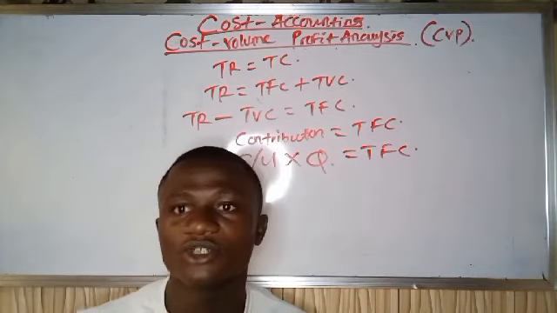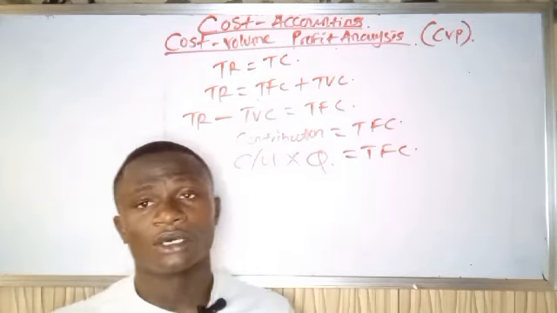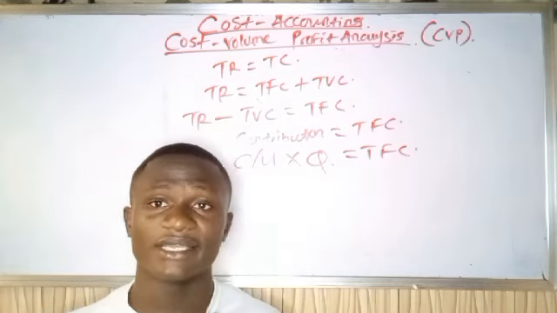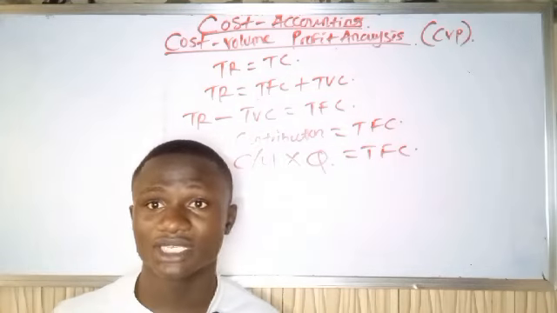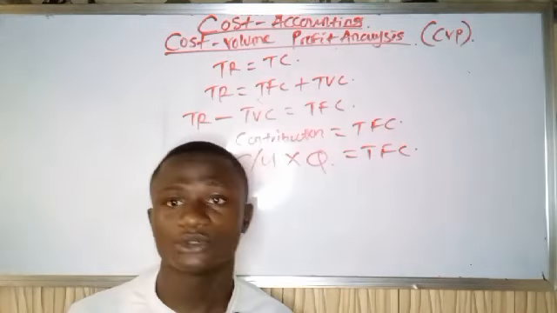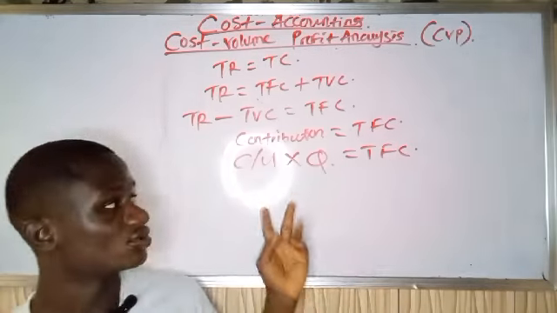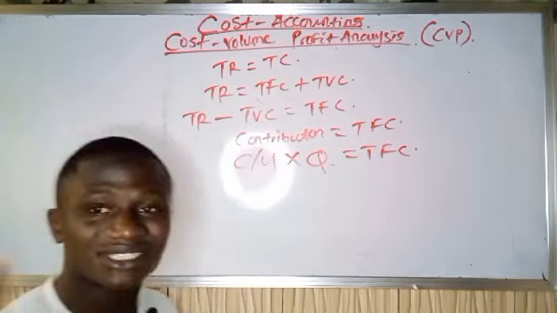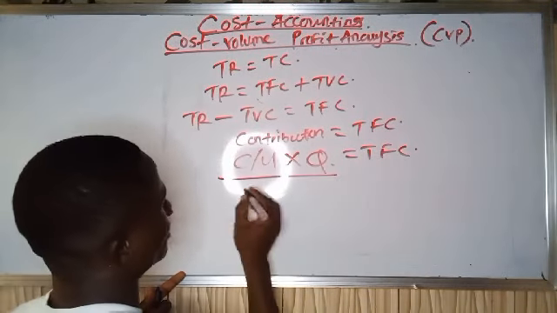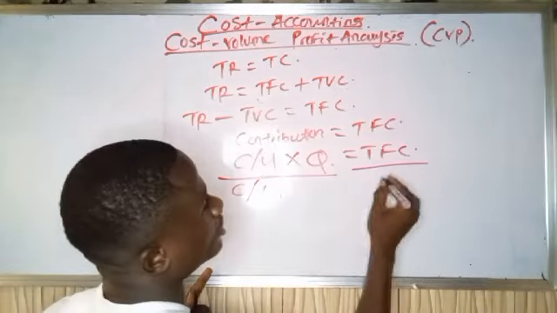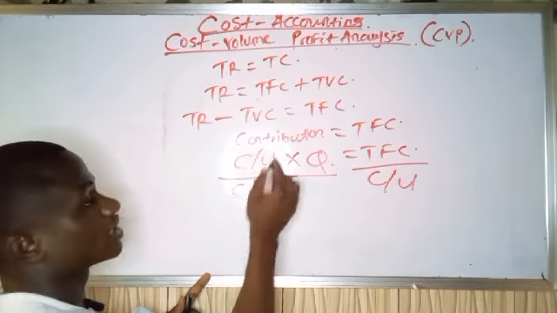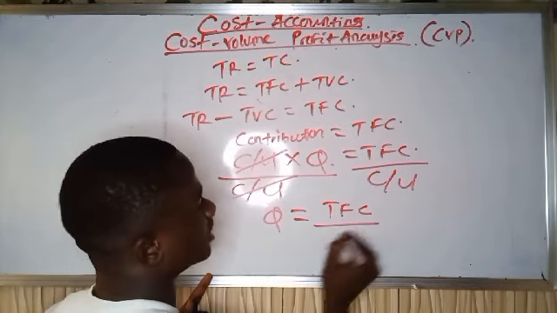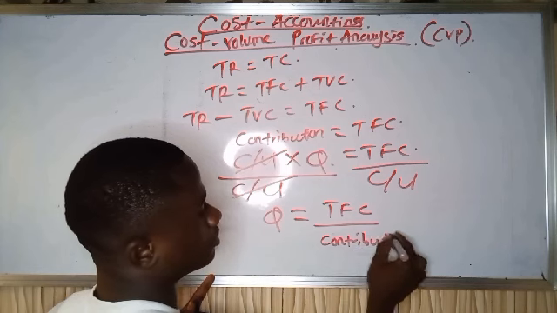Yes. If I'm making a contribution of 100 naira from one product, and I produce 10 products, then definitely my total contribution is 1,000, because 100 naira contribution from a product times 10 products is 1,000. So contribution per unit, which is 100 naira, times the quantity of 10, will give me what? The total fixed cost. So from here, to get the quantity that breaks even, I can divide both sides by contribution per unit. Therefore contribution per unit cancels contribution per unit. The quantity that breaks even is equal to total fixed cost divided by contribution per unit.